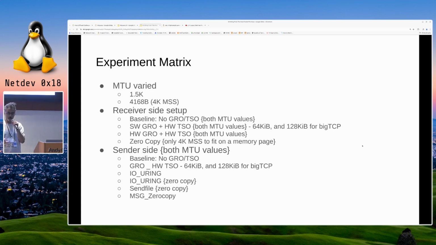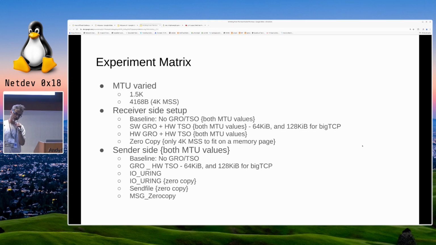For hardware GRO and hardware TSO, we replaced the software GRO with hardware GRO and then saw what difference we get. For zero copy on the receive side, the only thing we tested was 4K. I'm pretty sure you can do a lot better with 8K, for example, but I could be wrong. On the sender side, we varied again: no GRO, no TSO, then turning on GRO and hardware TSO, although it's not as valuable there. We have IO uring, then IO uring zero copy. I just want to distinguish between those two.